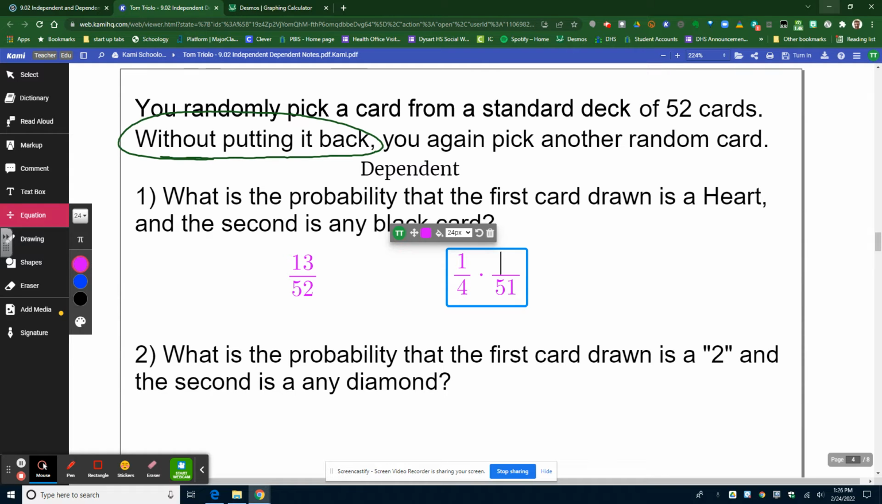26. Is a heart black? No. So I don't have to worry about that. But if I said a heart and any red card left, do we have 26? We're going to have 25. You see how this can get a little complicated?